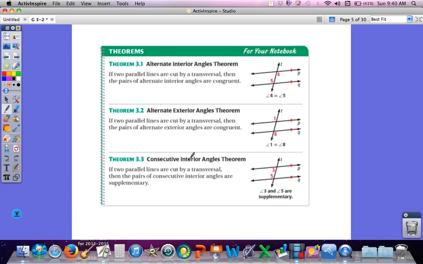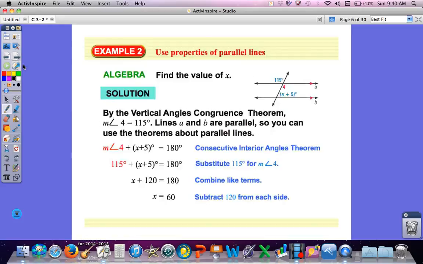There's also the consecutive interior angles theorem. 3 and 5 are on the same side. They're not going to be congruent, but they are going to add up to 180. They are going to be supplementary.